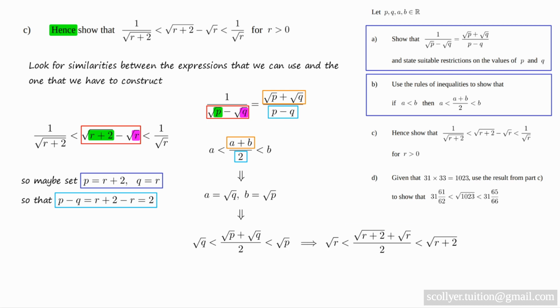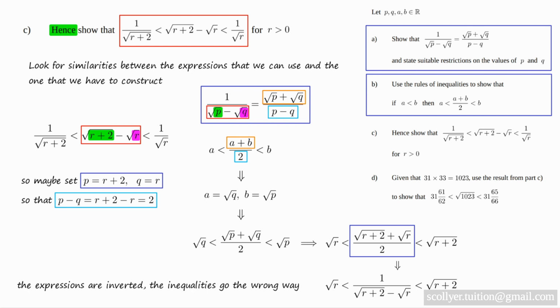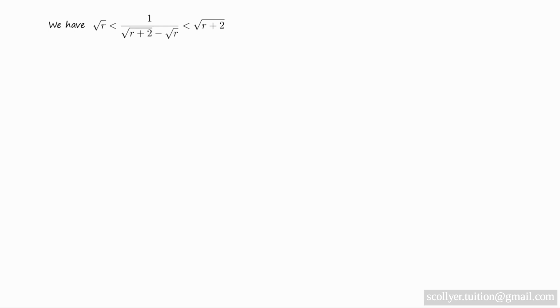We now recall that the expression in the blue box is in fact the right-hand side of the expression from part A, and so we can replace it with the left-hand side of the expression from part A. And on doing so, we obtain this inequality, which looks very similar to the expression which we have to derive. But it's not identical because the expressions are inverted and the inequalities are going the wrong way. Can we fix those problems? Now we've derived this expression, but we want this expression.